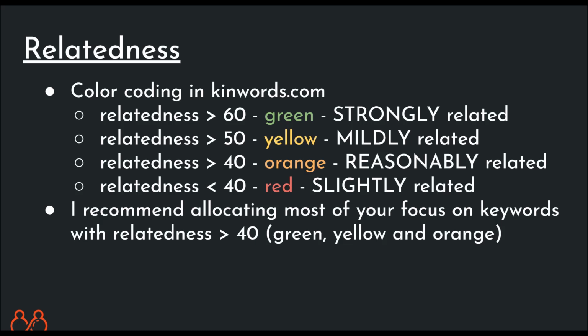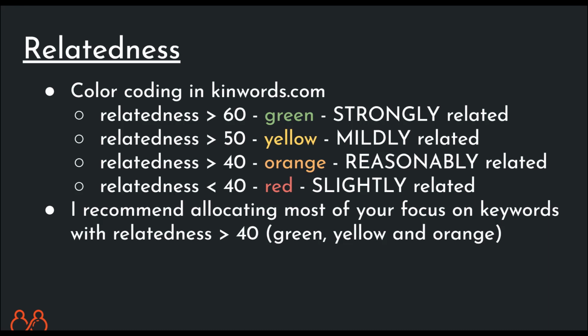Just like with the other two, I've decided to use color coding to allow you to visually spot great keywords without having to really process the numbers. For example, relatedness higher than 60, that's going to be green. Those are strongly related keywords. Anything above 50, that's yellow. Those are mildly related keywords.